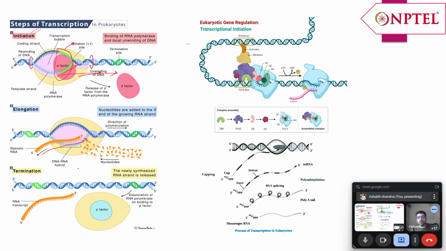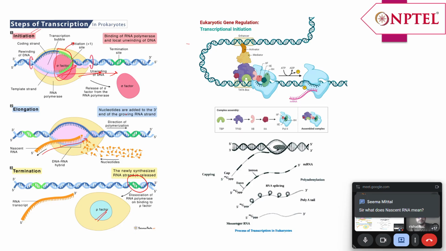Now, in the termination region, there is a terminator that helps in releasing the RNA from the DNA strand and the RNA polymerase. There is a factor called rho factor that helps in release of this mRNA and the RNA polymerase from the DNA. So this is how transcription takes place in a prokaryotic system.